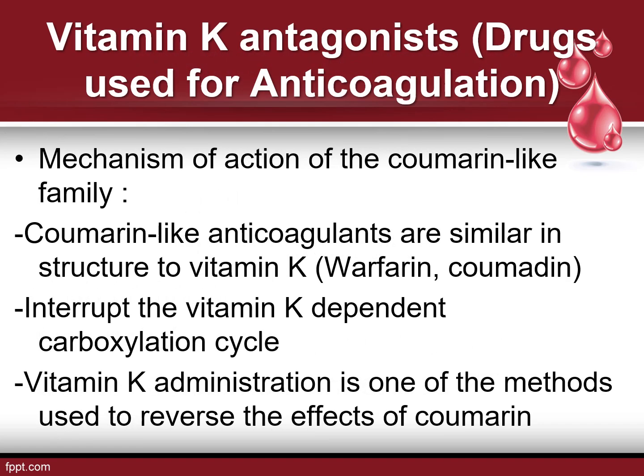Vitamin K antagonists are drugs used for anticoagulation, and usually it's a coumarin-like family. Coumarin-like anticoagulants, warfarin and Coumadin for example, are similar in structure to vitamin K and usually interrupt the vitamin K dependent carboxylation cycle. And vitamin K is one of the methods used to reverse the effects of coumarin when we have excessive use or bleeding.